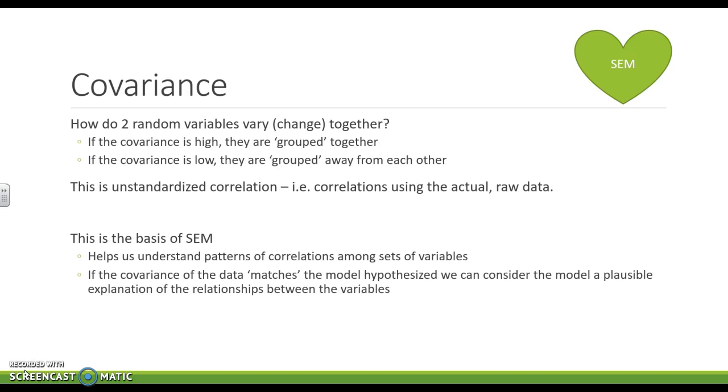And what covariance is, it's unstandardized correlation. So instead of it being -1 to +1, it is the actual raw data. And again, this is the basis of SEM. So what we're doing is we're trying to understand patterns of correlations among sets of variables. And if this covariance of the data is matching the model that we hypothesized and we designed, then we can consider the model a plausible explanation of the relationships between those variables.